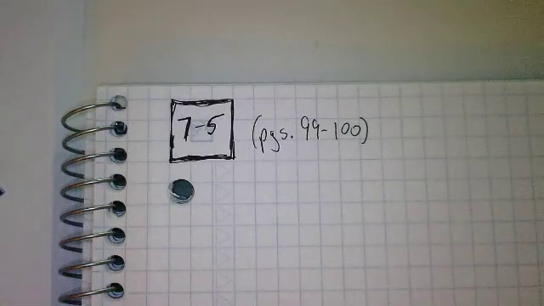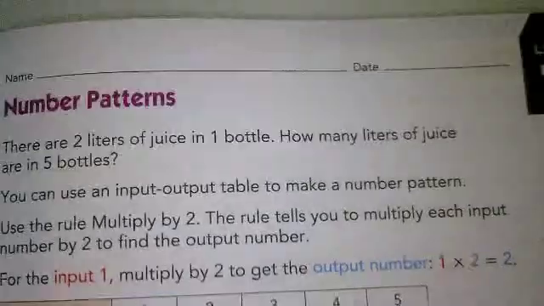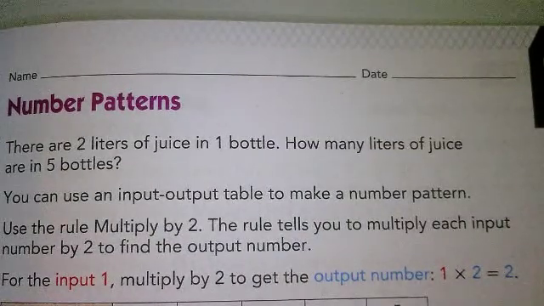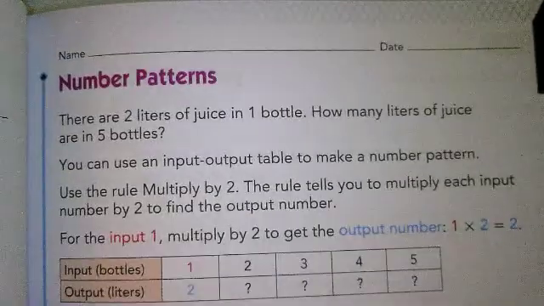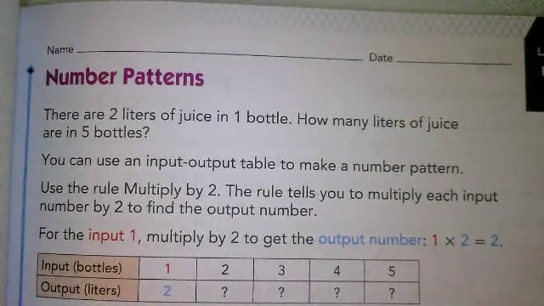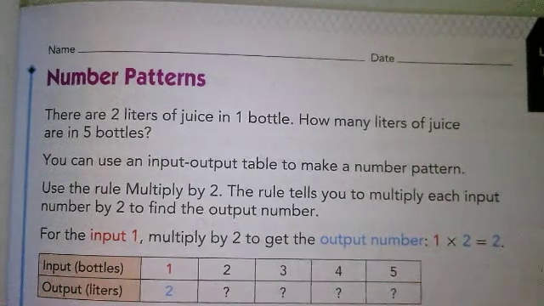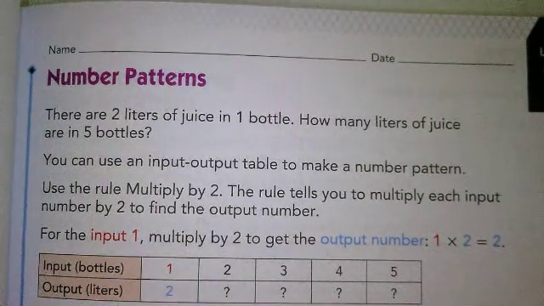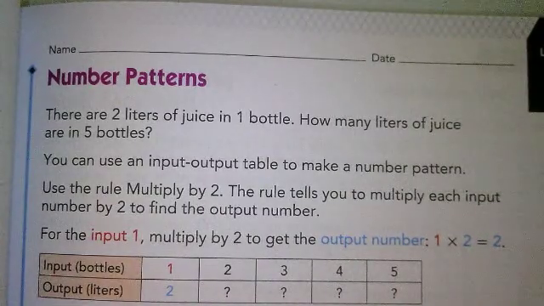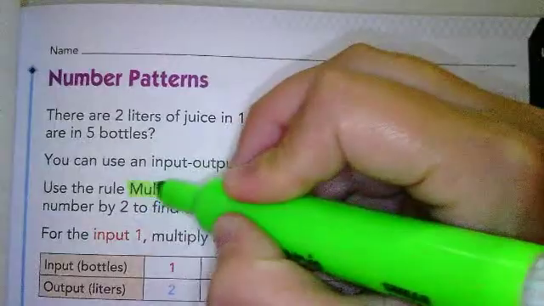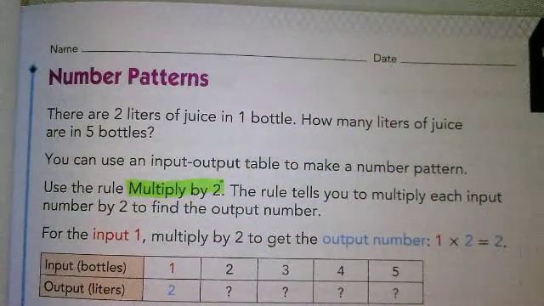Now, we are going to take notes that go with this problem in our book here. So we're going to look at this problem in our book, but then we're going to write notes in our notebook. It says there are 2 liters of juice in 1 bottle. How many liters of juice are in 5 bottles? So we can use an input-output table to make our number pattern, okay? We're going to use the rule multiply by 2. The rule tells us to multiply each input number by 2 to find the output number.